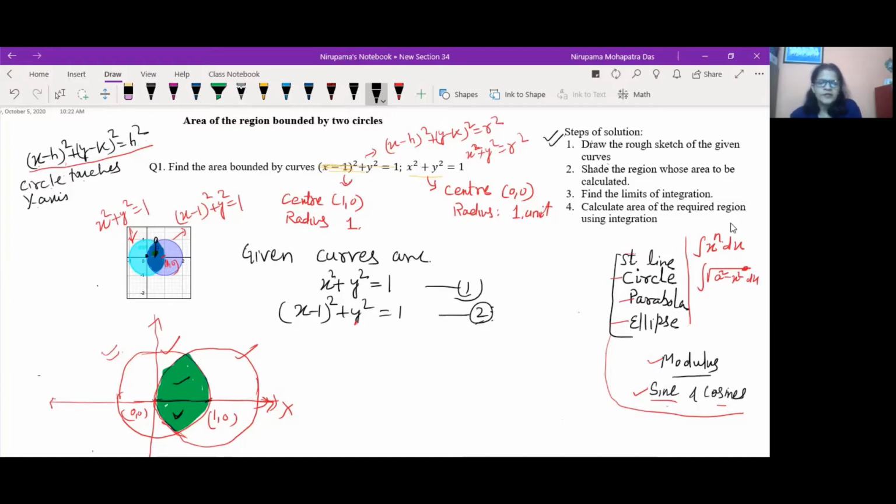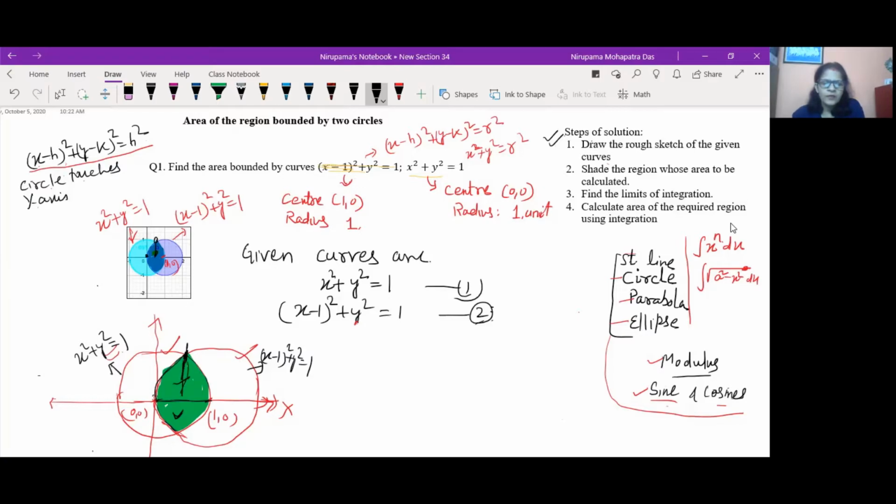Next, we have two circles. This circle is (x minus 1) whole square plus y square equal to 1, and this circle is x square plus y square equal to 1. It means we now have two curves. Now, finding the area using integration, which curve do you need to take? It may lead to confusion. We are given two curves, so should I take this curve or the other curve?